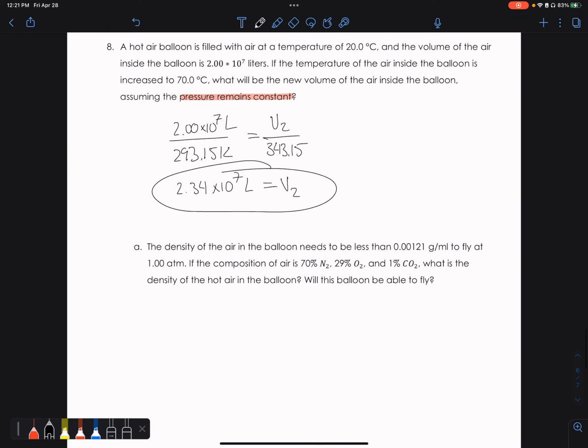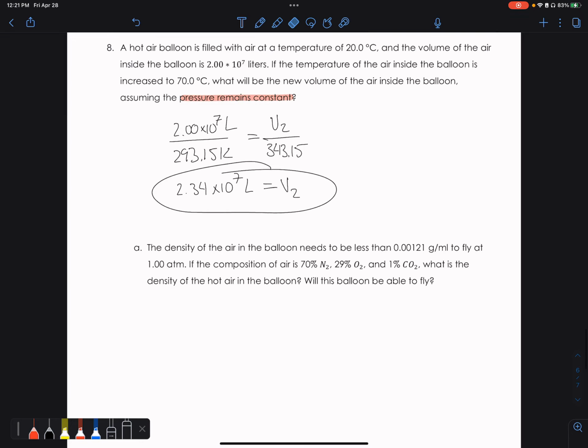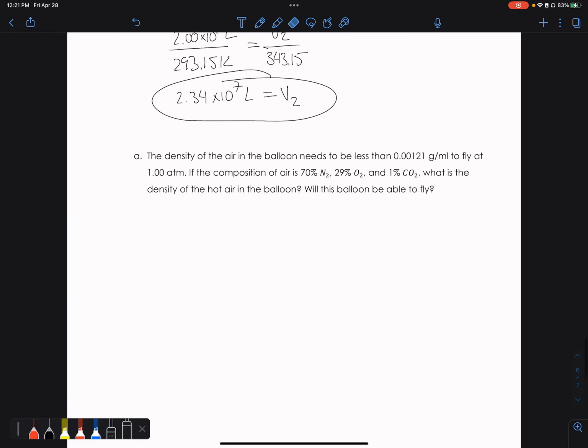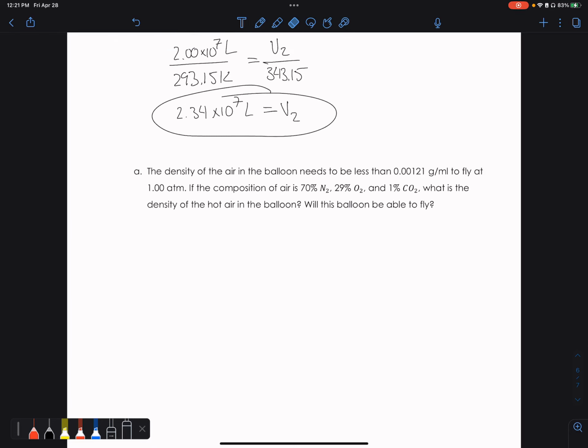This next part of the question is where things really get tricky. So in this next part, we're asked about the density of the balloon. So the density of the balloon has to be less than this number to fly at 1 atmosphere. We're also told the composition of the air and asked what is the density of the hot air balloon and will this balloon be able to fly?